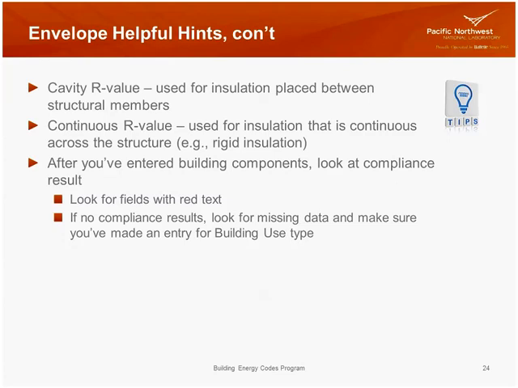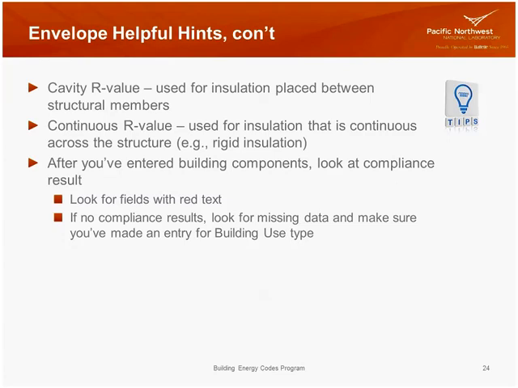And if you have insulation that's being placed in between framing members, you would enter it in the cavity R-value column or cell. Continuous R-value is continuous insulation across structural members, such as rigid foam board, or insulation entirely above the roof deck where you don't have any thermal breaks.